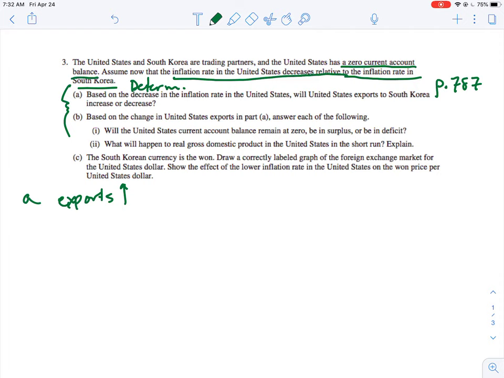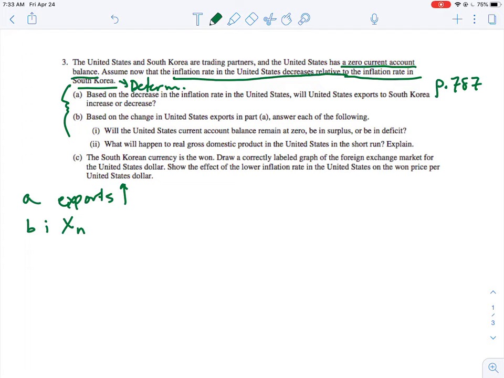B, let's go with B1. Based on the United States exports in Part A, answer each of the following. Will the United States current account balance remain at zero, be in surplus, or be in deficit? So XN, and you don't have to say this, you just have to give one word, right? But I'm going to explain it to you a little bit more.